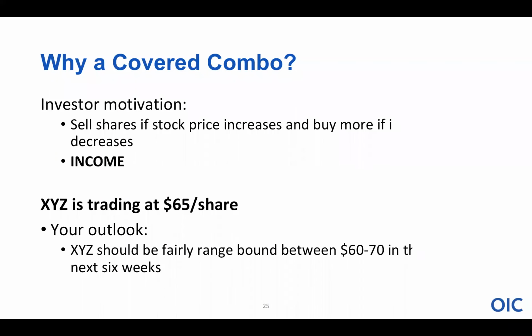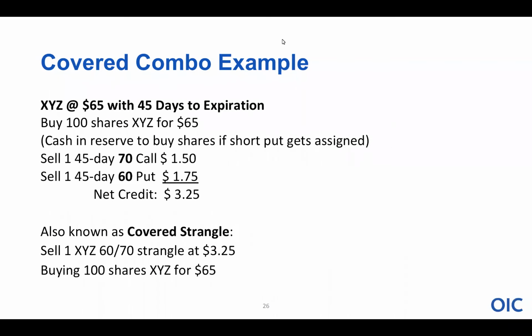So we look out at our options chain, and we see that 45 days out, we can sell the 70 level call for $1.50, and we can sell the 60 level put for $1.75. So that nets us a credit of $3.25, and we own shares at $65. So once again, this strategy is also known as a covered strangle strategy because we are effectively selling the out-of-the-money call and the out-of-the-money put, which is a strangle. So by buying 100 shares, it's the covered combo, covered strangle. It's just the same strategy, just by a different name.